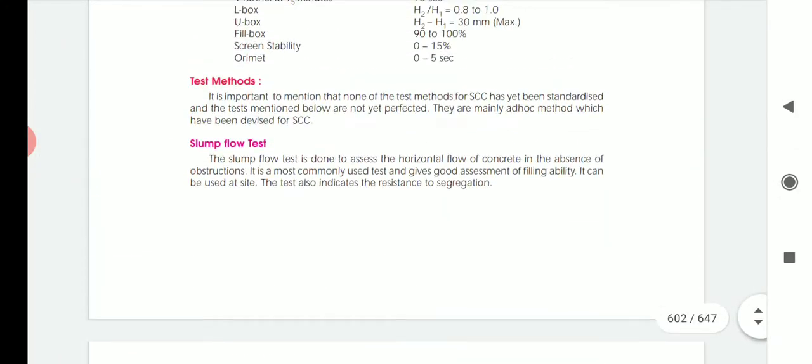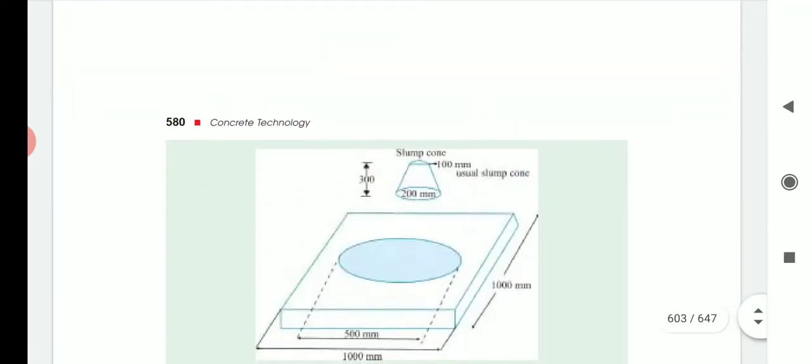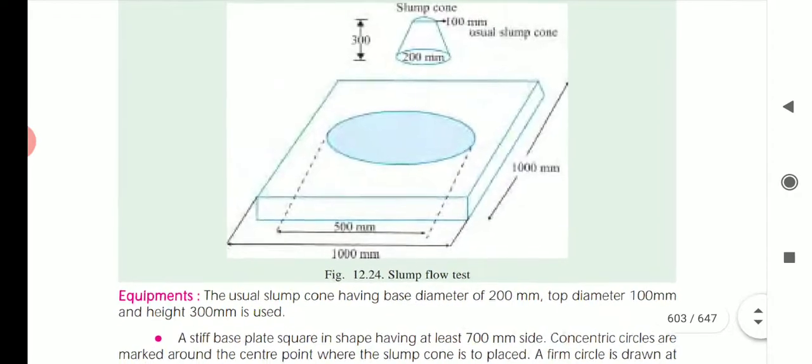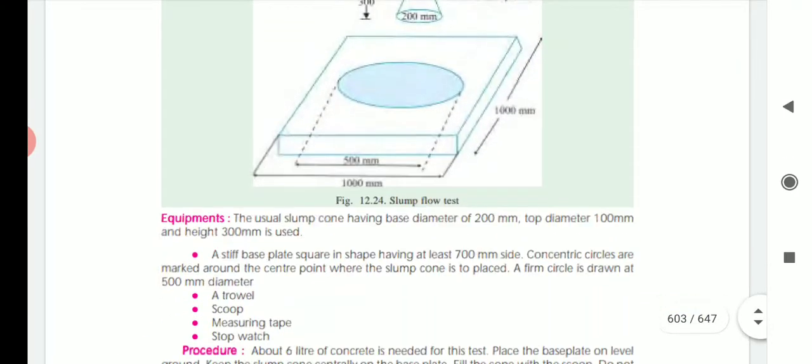So remember, the advantage of the slump flow test is that it measures the filling ability of concrete, and it also indicates the resistance to segregation. So you can see the picture of the slump flow test. One cone is there, and it is kept on a plate. We'll see what the specifications of this cone and plate are.